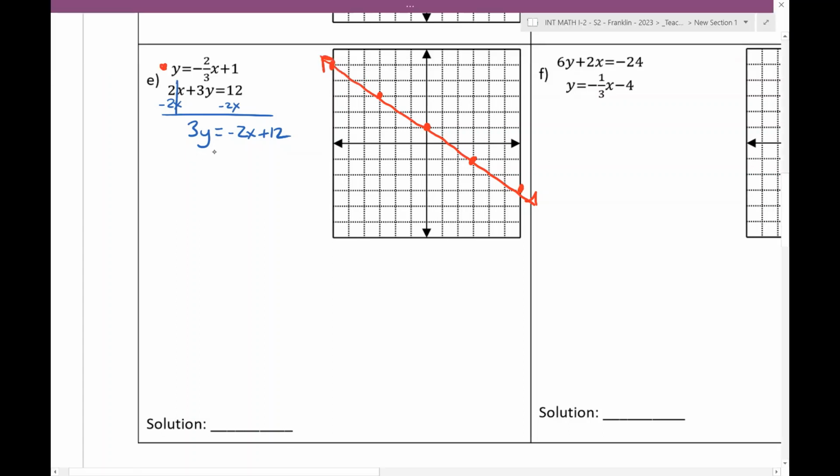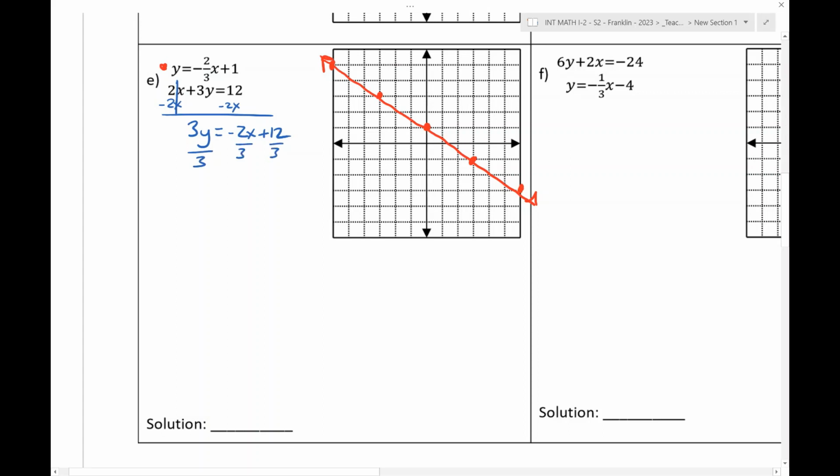So the x term needs to come first. All right, last step, divide by 3. So we have y equals, now this you can leave a fraction, negative 2/3 x. 12 divided by 3 is 4. And so there is our equation. So up to 4 here, and then down 2 over 3.